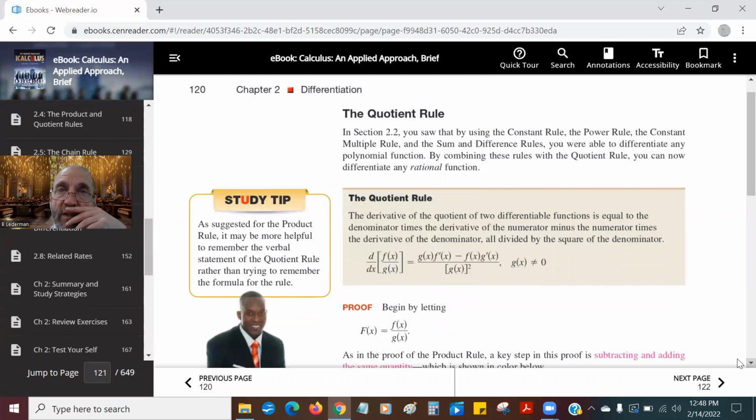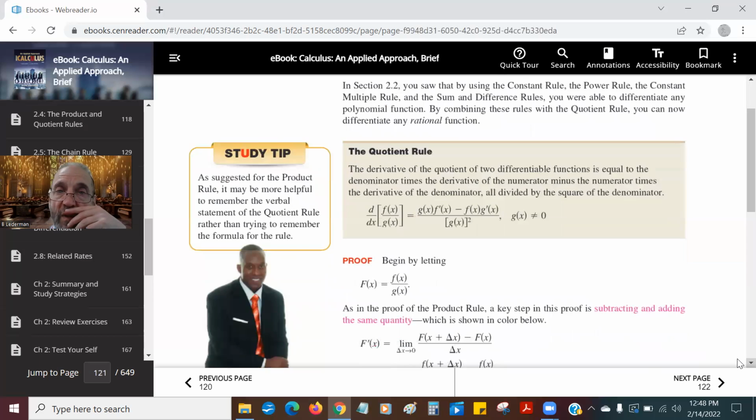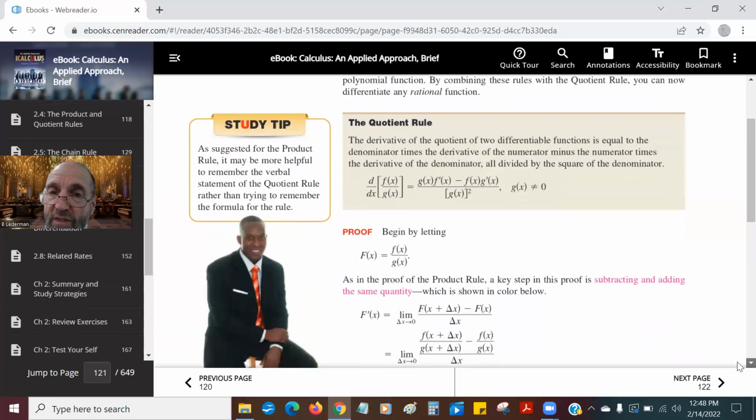Okay, now there's another rule called the quotient rule. And the quotient rule says if I have a derivative of a quotient, it's going to be g times f prime of x minus f times g prime of x over g of x squared. So it's a little similar, but a little different to the product rule. And the derivation is kind of similar.